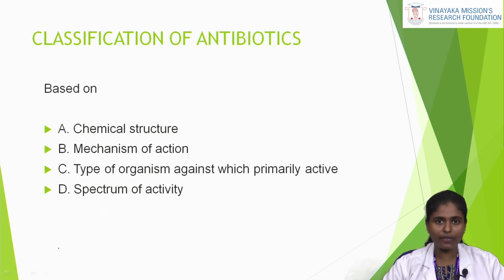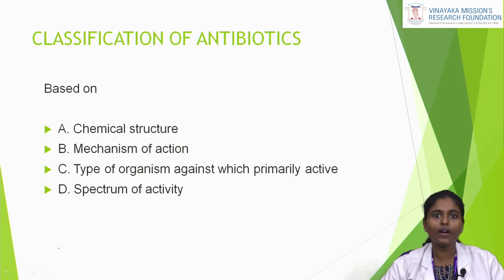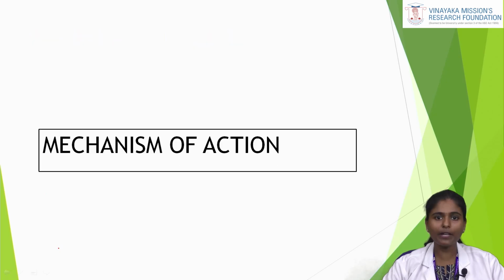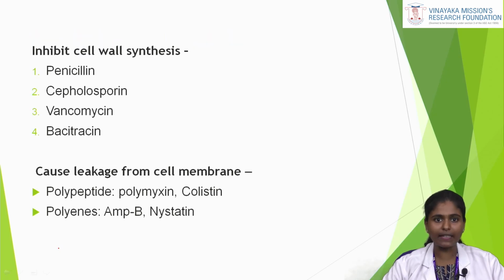Coming to the classification of antibiotics. Although antibiotics are present in a wide range, they have been categorized based on different criteria of functioning and modalities. They are based on chemical structure, mechanism of action, type of organism against which primarily active, and spectrum of activity. Coming to the mechanism of action, it has been categorized into factors such as inhibiting cell wall synthesis, which includes drugs like penicillin, cephalosporins, vancomycin and bacitracin.